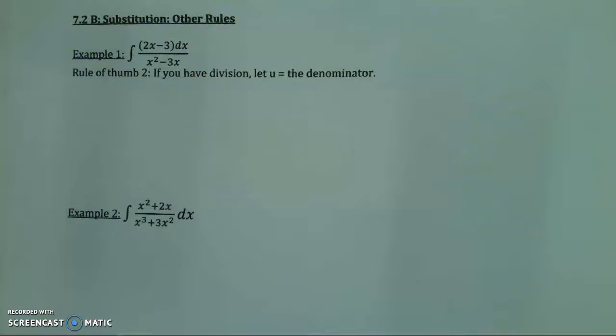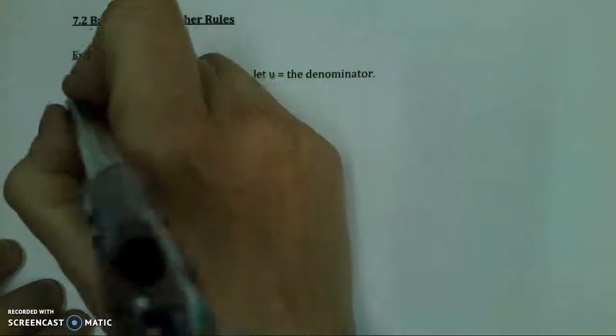In section 7.2 part B, we're going to continue with u substitution, but now we're going to look at other rules. So previously, we had a quantity to a power, and that was what we picked as u. So let's see some of our other options. If we have division, as we do here in example 1, a good choice for u is often the denominator.